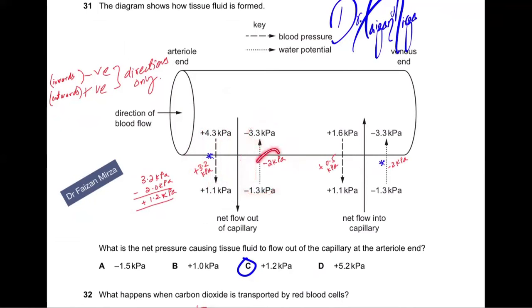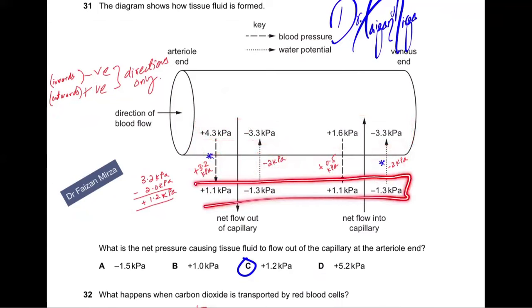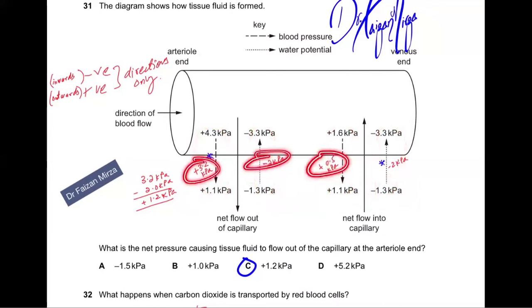So what I have done, I have just calculated the pressure changes which are there. These are the pressures existing within the capillaries, and these are the set of pressures existing outside the capillary. So if you just subtract each from its counterpart, we get the difference, which is responsible for either moving the fluid inward or outward.